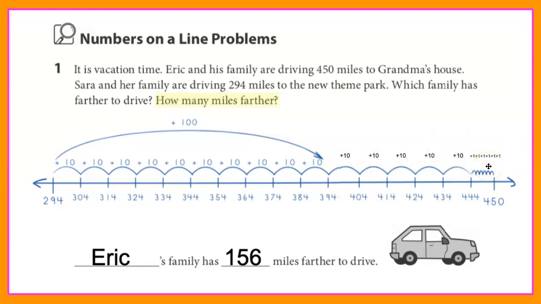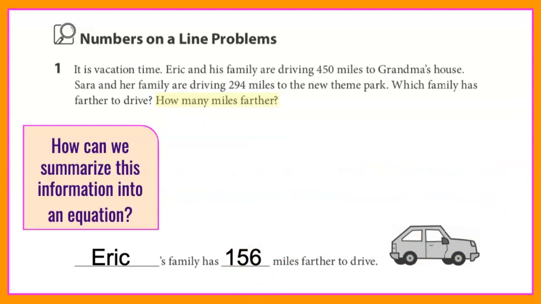I know that Eric's family has 156 miles farther to drive. Now that strategy works. Now I want to think about how I can take all that information and summarize it into an equation. So how can I write an equation with all my information?